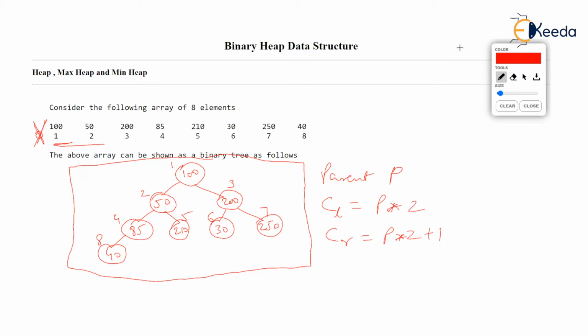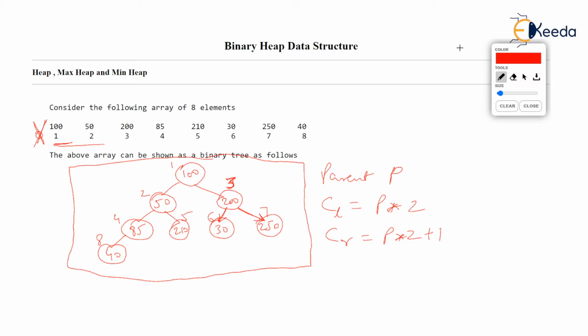Isn't it so? Check this. If P is 3, third parent, then where are the children? 3 into 2, that is 6. This is left child. And 3 into 2 plus 1, 7. This is right child. You know this relation.